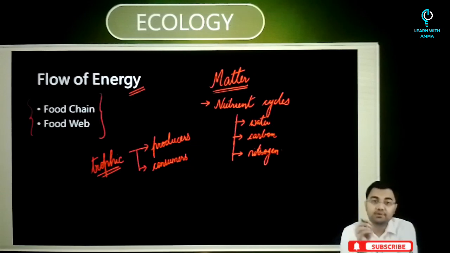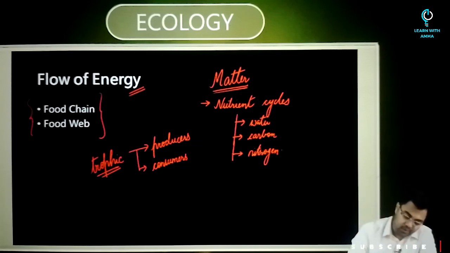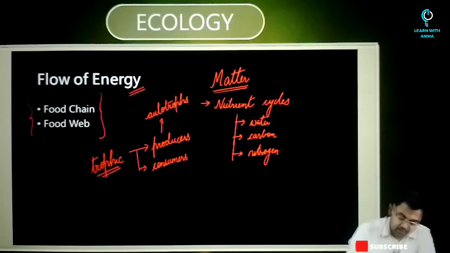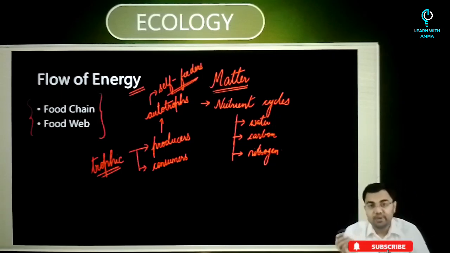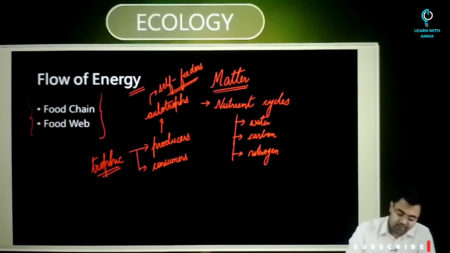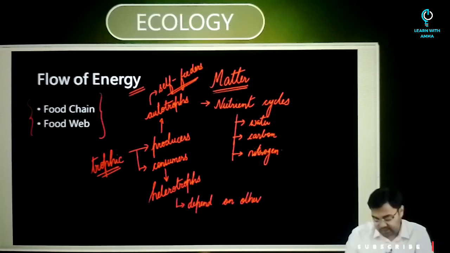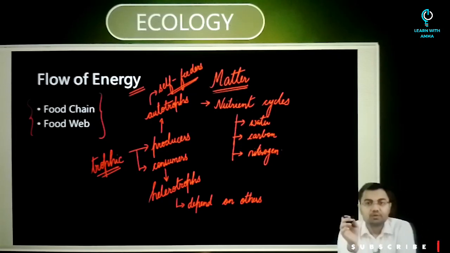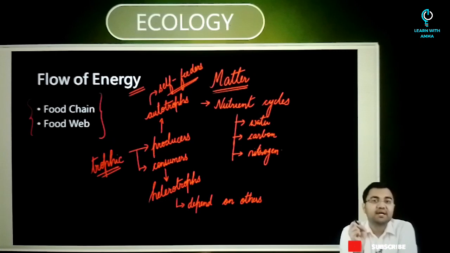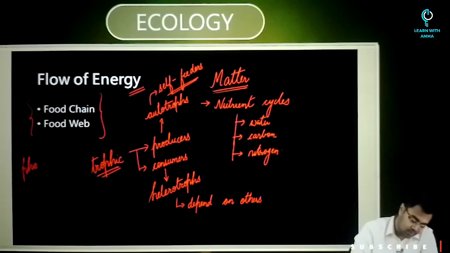Producers many a times are also called autotrophs. They are called autotrophs, meaning that they are self-feeders. So they do not depend on any other organism for their food, and that's why they are called autotrophs. And consumers most of the times are called heterotrophs. Why? Because they depend on others for their food. So most of the producers are autotrophs, and on land most producers are green plants, and they follow a process called photosynthesis, which I am very sure that all of you are aware of.